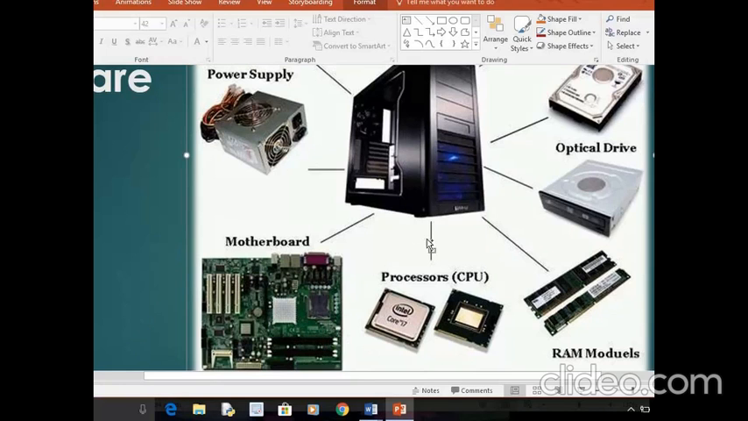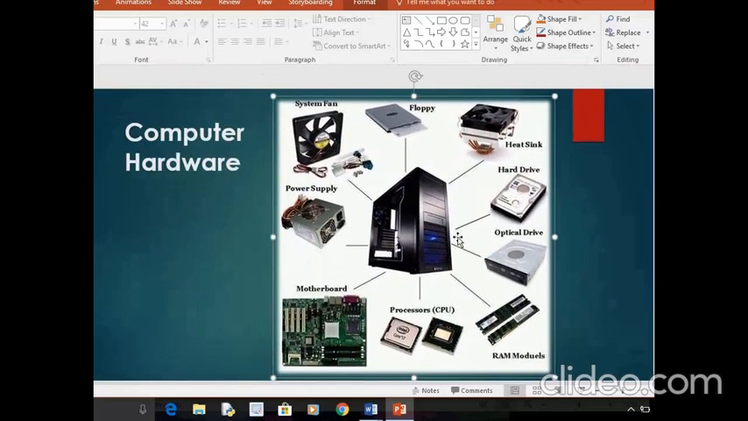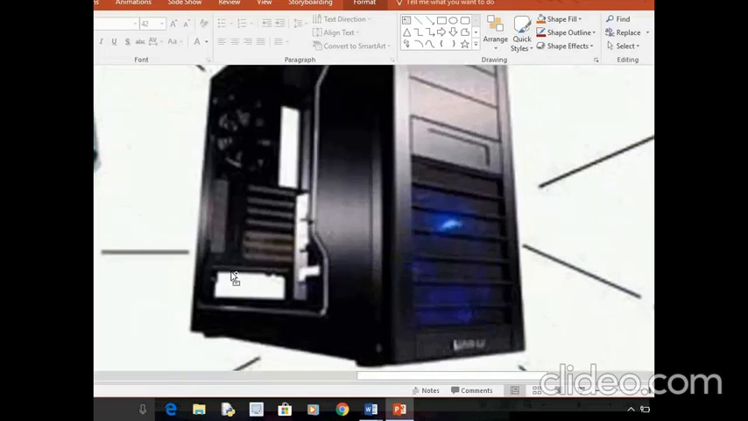Our system is made up of n number of components like this. Inside the case we have the motherboard, and on the motherboard ROM will be there, read-only memory. You can assume this as a read-only memory. Can you see this chip here? I hope you are able to see.